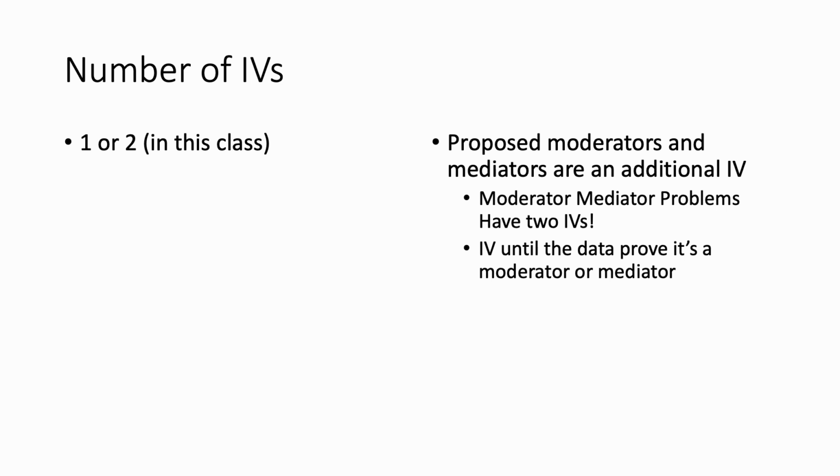The results will tell us if it's actually a moderator or a mediator, but at the first stage of thinking about how to analyze it, we don't know if it's a moderator or mediator yet. So it's another independent variable. That might seem a little confusing. Just think about it this way. Moderators and mediators can be thought of as another independent variable. Okay? Now, you do have exceptions to this.